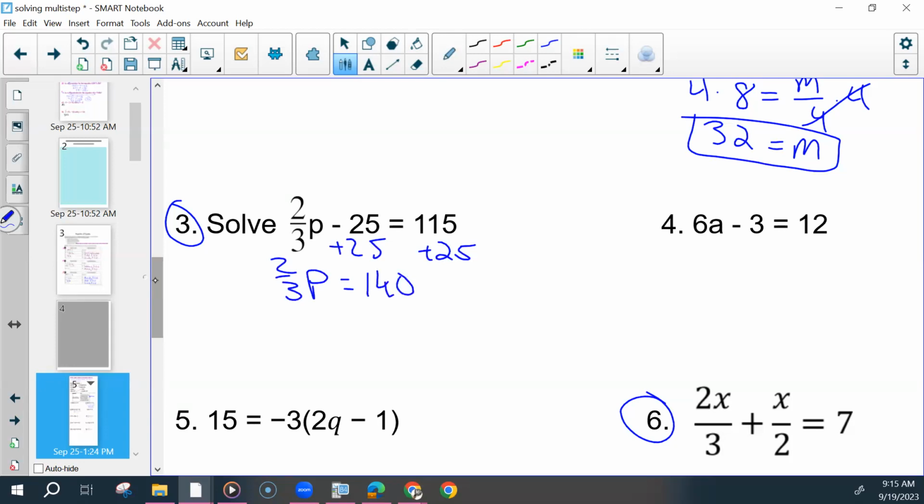Now, if this were a regular number, like let's say it was just 2P, what would I be doing to get rid of the 2? We would be dividing. However, this is a fraction. In math, we don't like dividing by fractions, so we're going to do this instead, and I'm going to show you why. We're going to take this number, flip it, and multiply that on both sides.